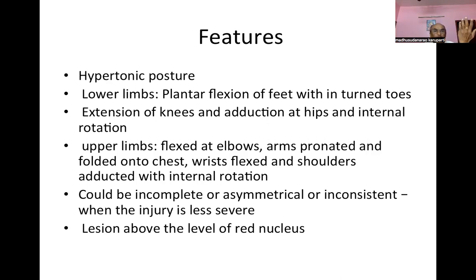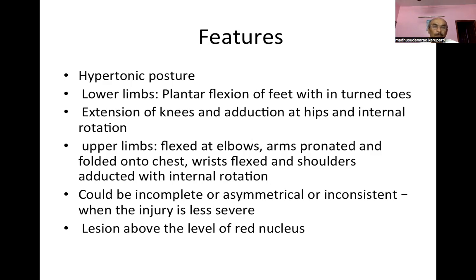Whereas in the upper limbs, they are flexed at the elbow, arms pronated and folded onto the chest. Wrist is flexed and shoulders are directed with internal rotation. So with regard to the difference between the decerebrate posture and decorticate posture, the upper limbs are extended in the decerebrate posture, whereas in decorticate posture they are flexed at the elbow and adducted and internally rotated at the shoulders.